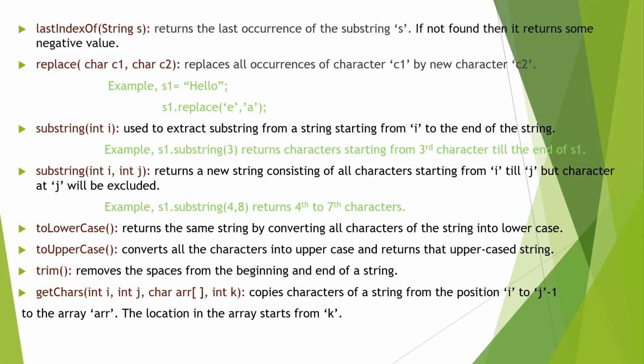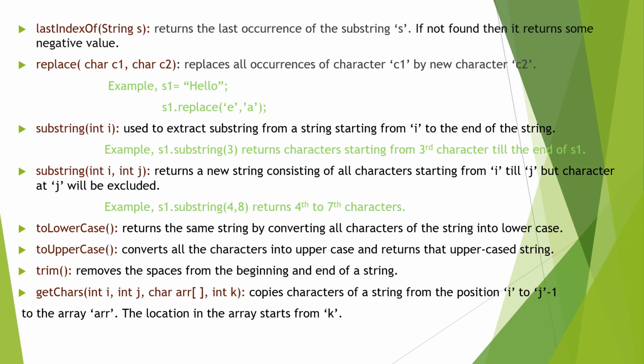Next is toLowerCase. It returns the same string by converting all characters of the string into lowercase. And next is toUpperCase. It converts all the characters into uppercase and returns that uppercase string. Next is trim. This method removes the spaces from the beginning and end of a string. So if we want to remove spaces at the starting and end of any string, then we'll be using the trim method.